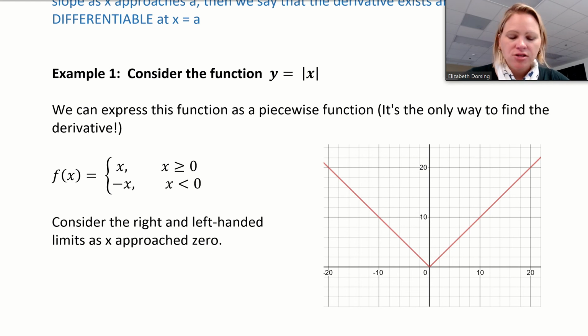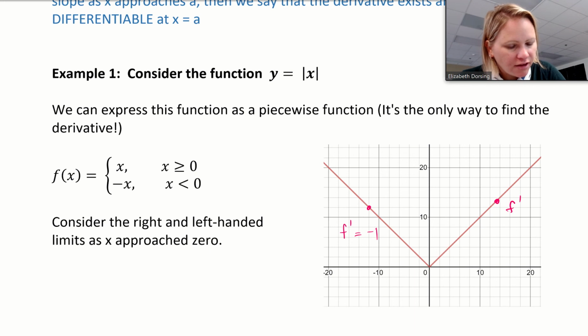It looks like this. So let's consider the slopes of the tangents approaching 0, because at 0 we've got a problem. Because I can find the derivative here. The derivative there is just the slope of the line, which is negative 1. So here, f prime is negative 1. Over here, all along this line, f prime is going to be positive 1, because that's the slope of this line. But here's the problem. They never change because it's linear on either side.